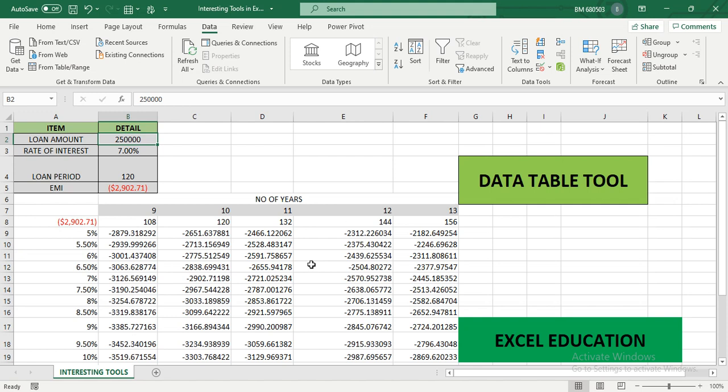So from this data table, you understand that if you're going for 11 years or 132 months, at 10% interest, you will be paying 3129.96 rupees as EMI every single month. Likewise, for 10 years at 5% rate of interest, what you would be paying is 2651.63.